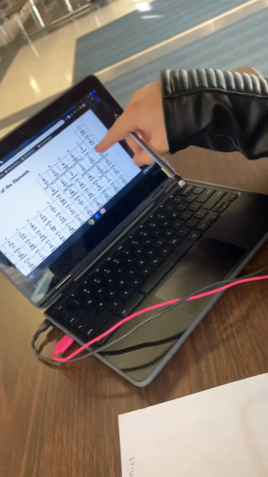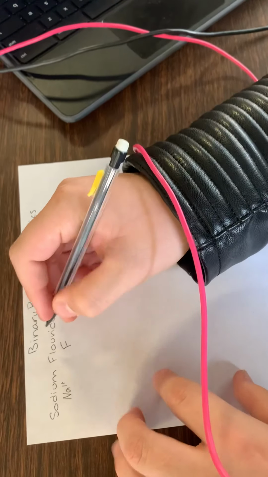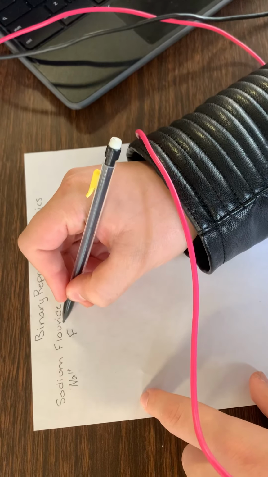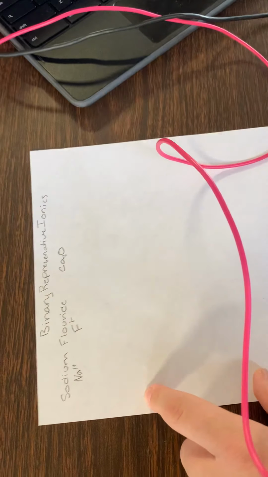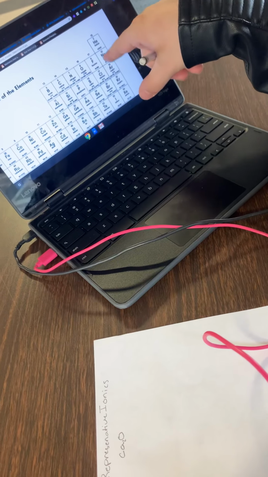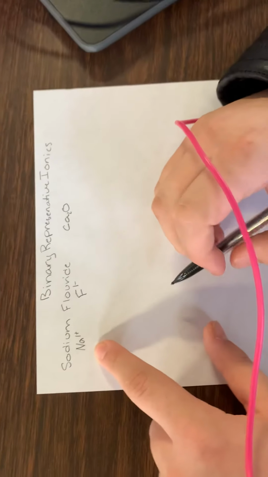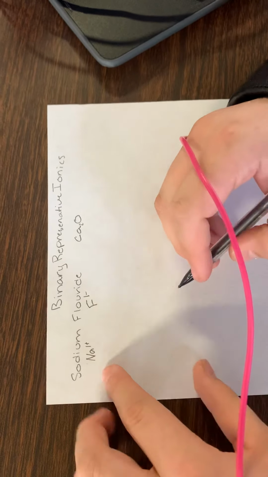Now fluoride's going to be over here on the 7th column. So it's going to be an F because that's what fluoride's elemental is, and then it's going to be -1 because it would rather take 1 away because it's 1 away from the 8th column than to go all the way back 7. So Na +1 and F -1.